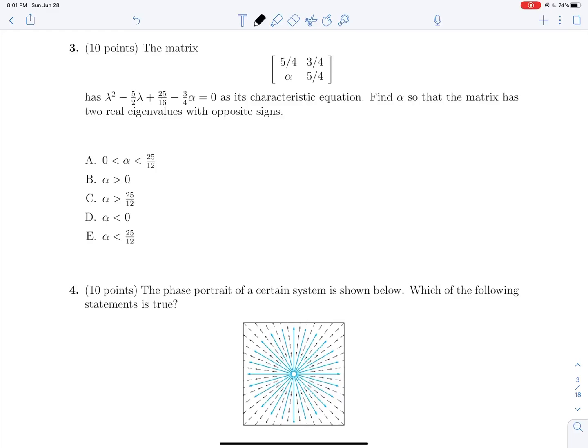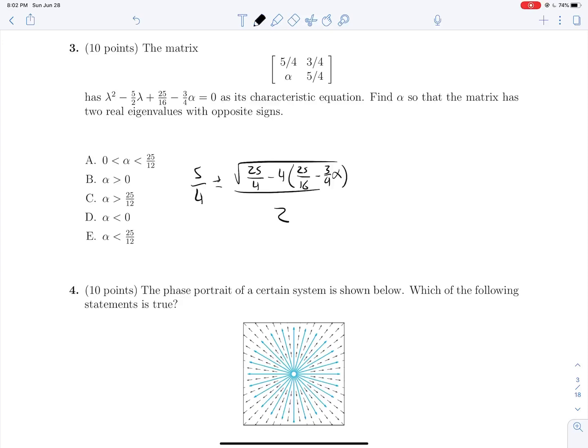Question 3, this matrix has a characteristic equation given there. Find alpha such that the matrix has 2 real eigenvalues with opposite signs. So we're just going to run this thing through the quadratic formula. Negative b over 2 is 5 over 4 plus or minus the square root of b squared, that's 25 over 4, minus 4 times a times c, 25 over 16 minus 3/4 alpha. Okay, let's factor, well actually, no, let's not do that yet.